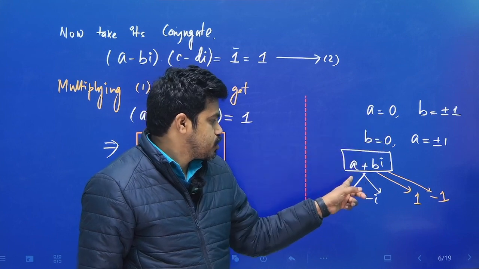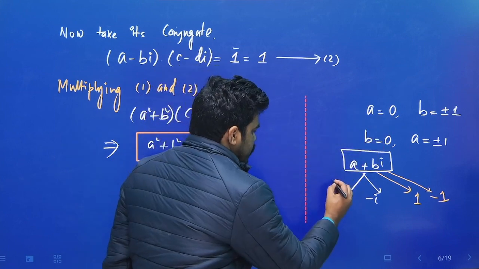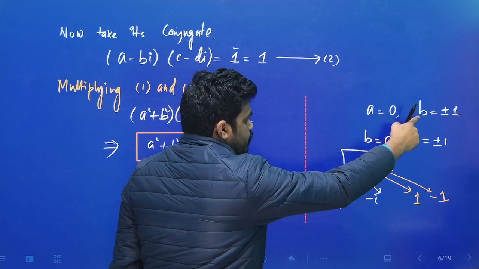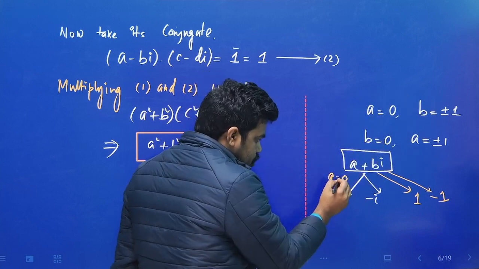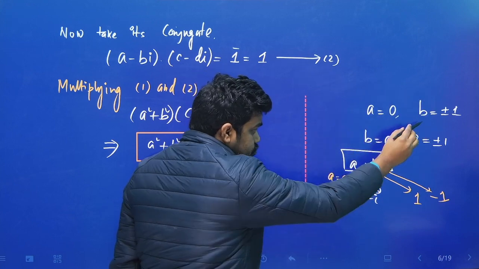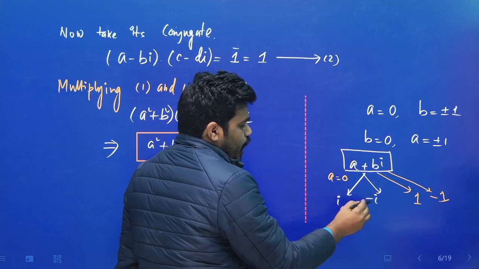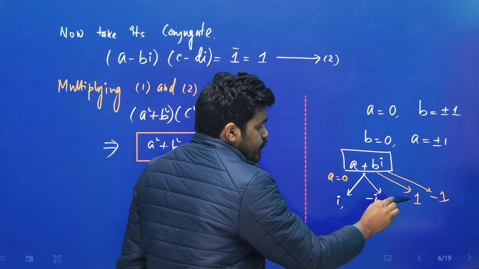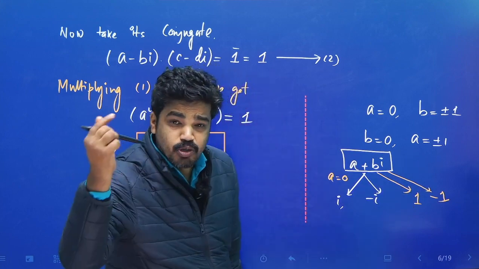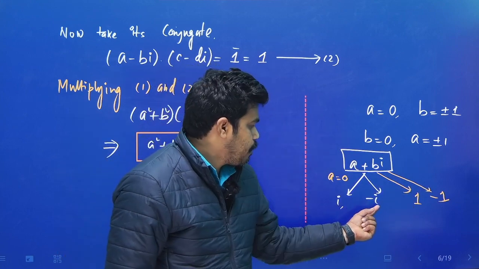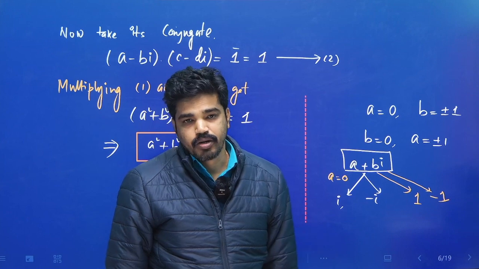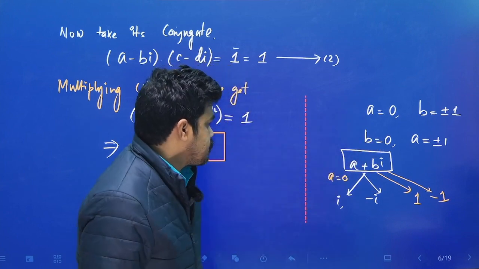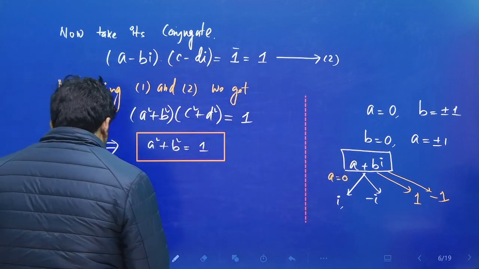If a is equal to 0, then in the case we considered, b is equal to 1 or minus 1, and we get i and minus i. If b is equal to 0 and a is equal to plus minus 1, we get 1 and minus 1. So what are the unit elements of Zi? i, minus i, 1 and minus 1. Okay. So a square plus b square is equal to 1.